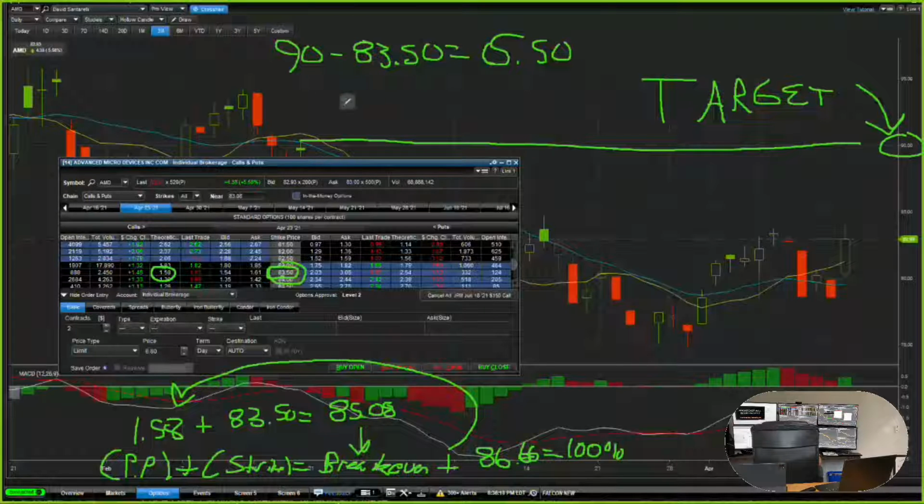If you paid $1.58 and it's now worth 6.50, guess what? How much of a return is that? That 6 looks absolutely horrible. Let me fix that there. So if that's worth 6.50, you paid $1.58, 6.5 divided by 1.58, that's a 311% return.